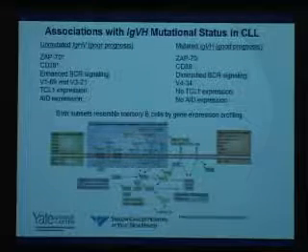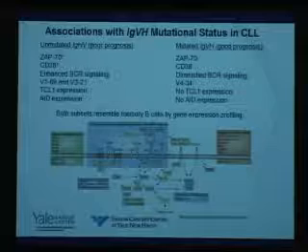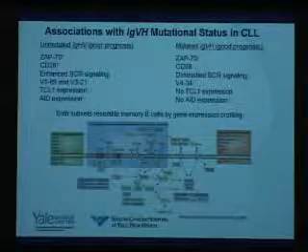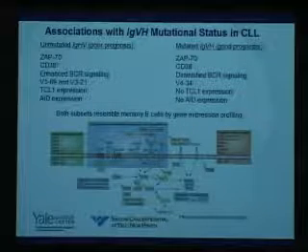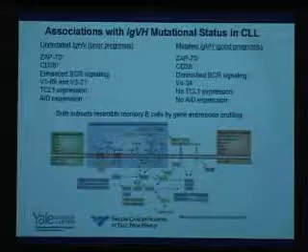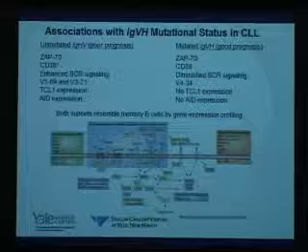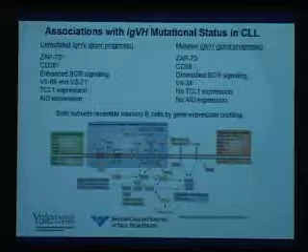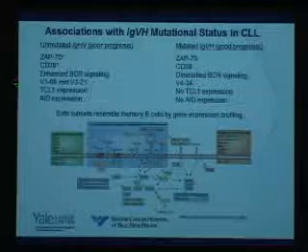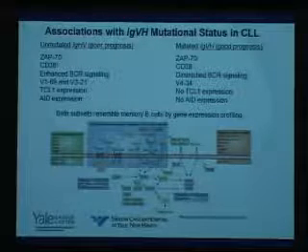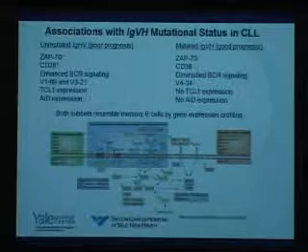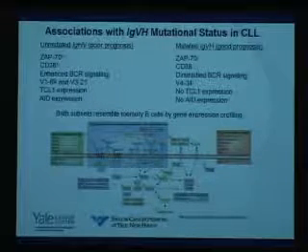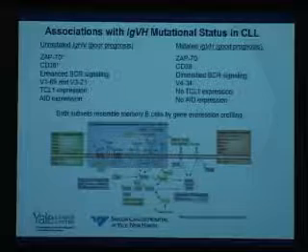Now, to look at mutation status is quite labor-intensive and cumbersome. It involves cloning and sequencing, and is not done routinely except in the setting of clinical trials. And so there have been a number of studies to try to identify surrogate markers of mutational status. Most notably, ZAP70 and CD38 both have been identified as being highly expressed in patients with unmutated IgVH, or poor prognosis patients.